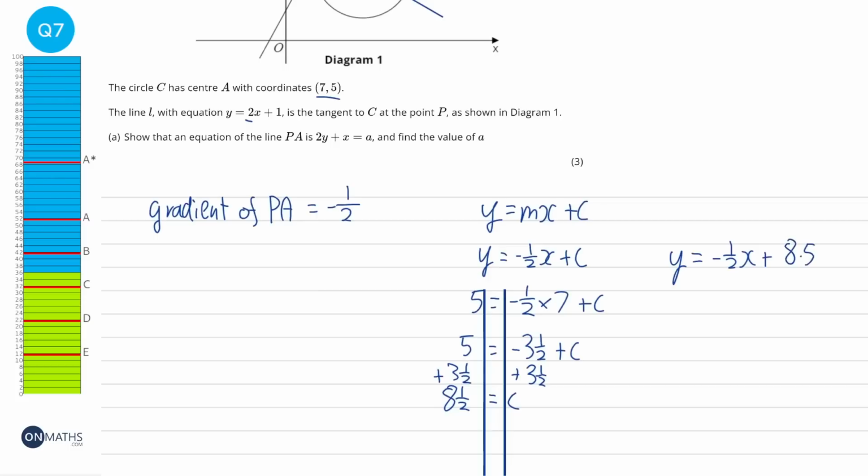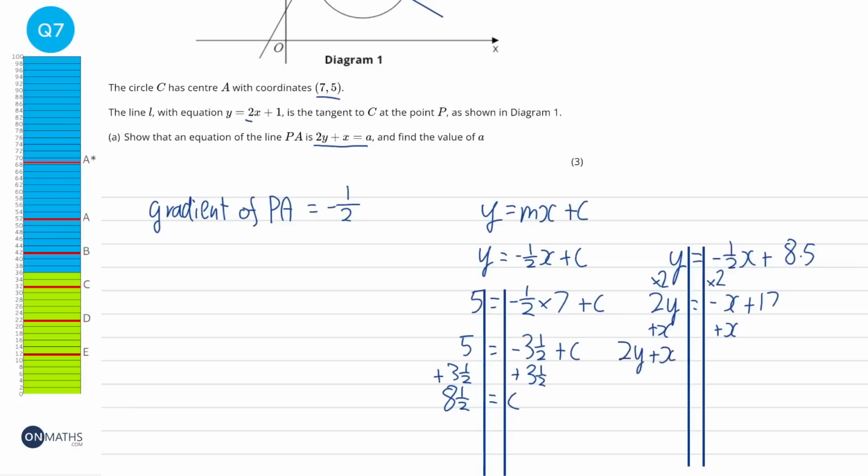Now the formula it's asked us to write is in this form here. So notice we've got 2y, so we're just going to multiply everything by 2. Let's just put my lines in to make it a bit neater. So we're going to times everything by 2. So 2y equals -x plus 17. And then we'll notice we've got the x on the left hand side, so we're just going to add x both sides. So we've got 2y plus x equals 17. So the a that we're trying to find is 17.